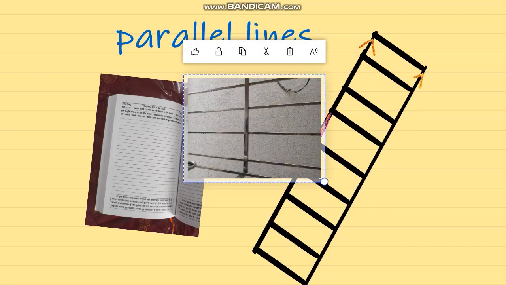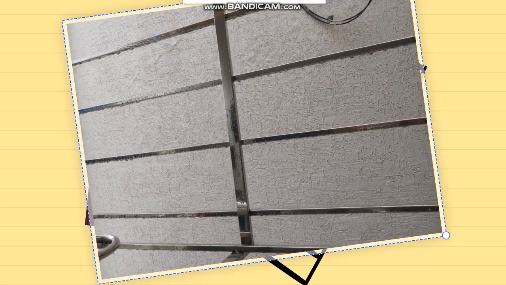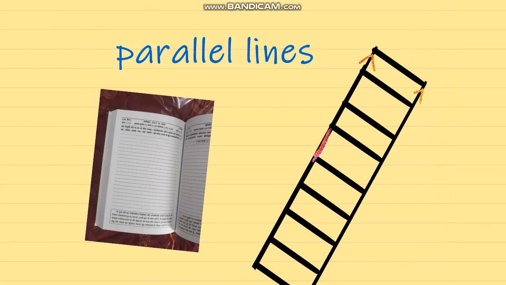One more example I would like to show. See, these are the railings of a gallery, which you can see are parallel to one another. The lines are parallel to one another. The railings of a gallery I am showing here. These are also parallel to one another. So there are lots of examples which speak a lot about parallel lines.